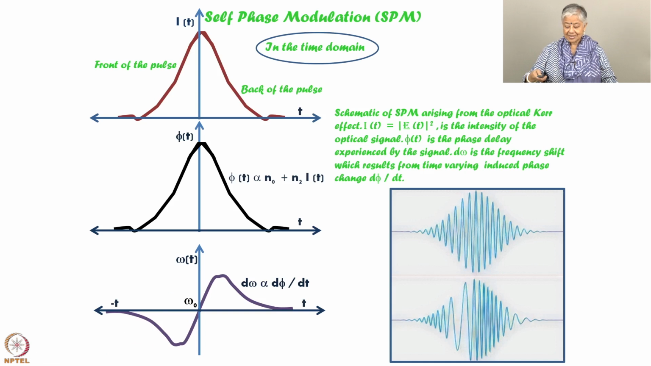So that is a way of representing it, otherwise it is very difficult to imagine. Give it a thought. Time domain is self phase modulation, and self focusing is in the spatial domain.